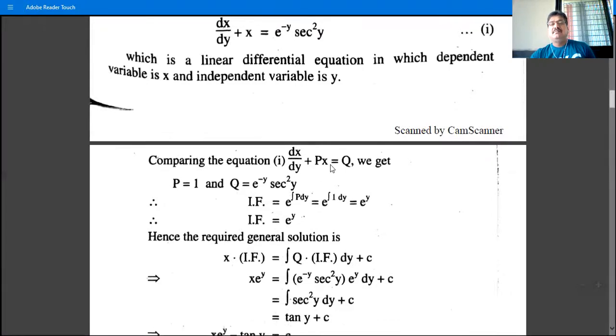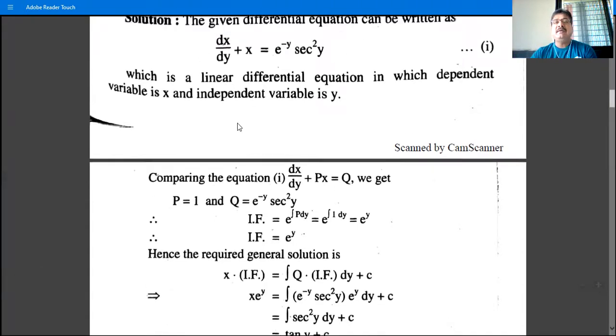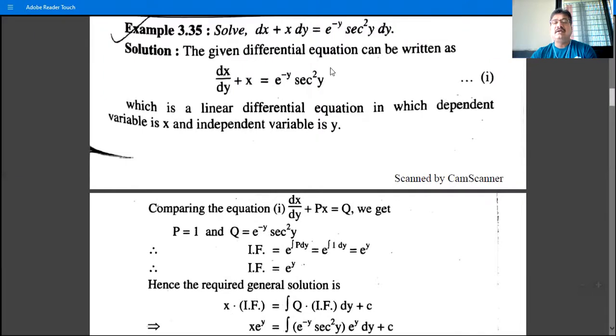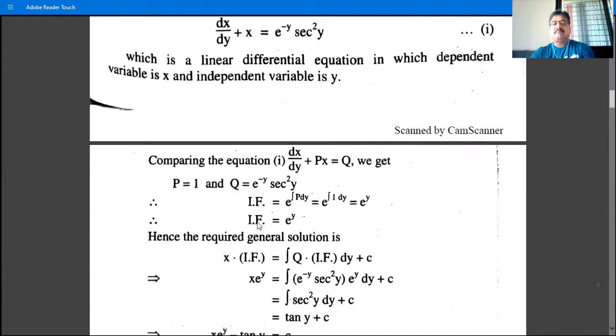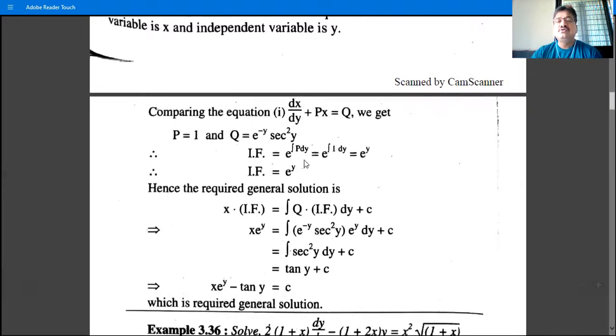and this is a linear differential equation of the form dx by dy plus P(y) x is equal to Q(y). What is P? P is 1, and Q(y) is e raised to minus y sec square y. And then find the integrating factor. What is the formula for the integrating factor? It is e raised to integral P dy.